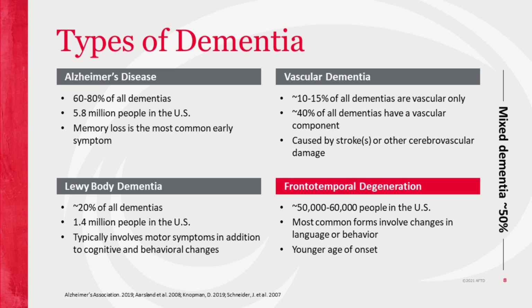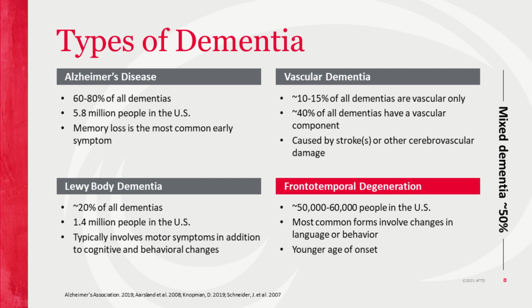So the four types of dementia that I'm going to highlight: certainly many of you know and likely work with people with Alzheimer's disease. It's the most common cause of dementia. 60 to 80% of all dementias are caused by Alzheimer's. It continues to grow, both nationally at 5.8 million in the U.S., and I believe it's close to or getting close to 50 million worldwide. And typically memory loss, short-term memory loss, is the most common early symptom. Not the only symptom, but pretty typical.